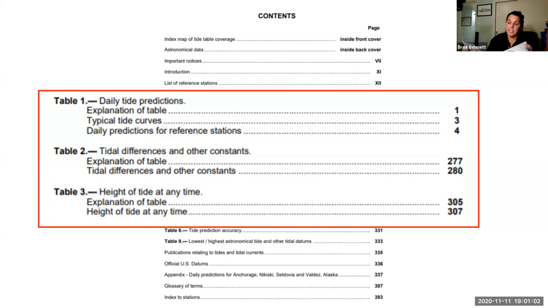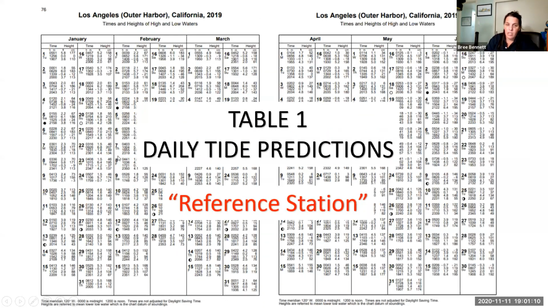The other one is table 1. It doesn't say it at the top specifically, but table 1 starts with a daily tide prediction. So that is daily, every day of the year. It's published annually, so every day of 2019 for this specific station.